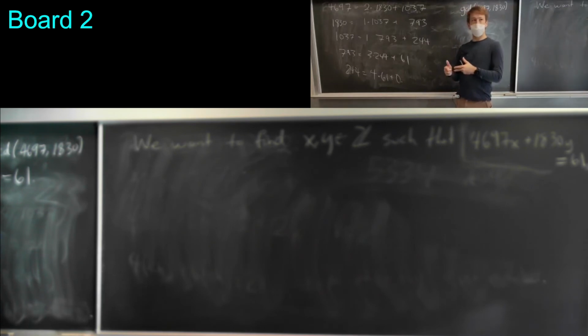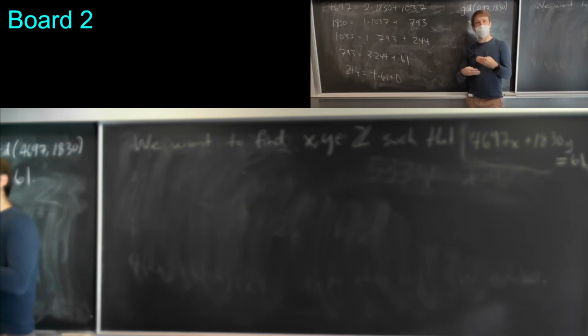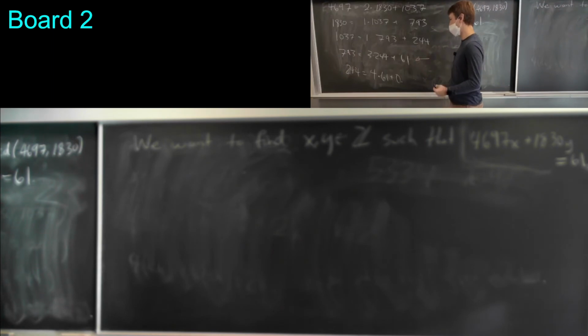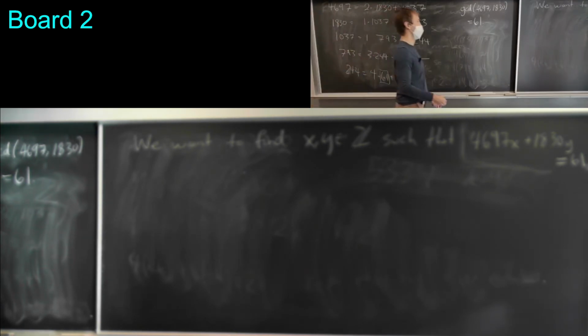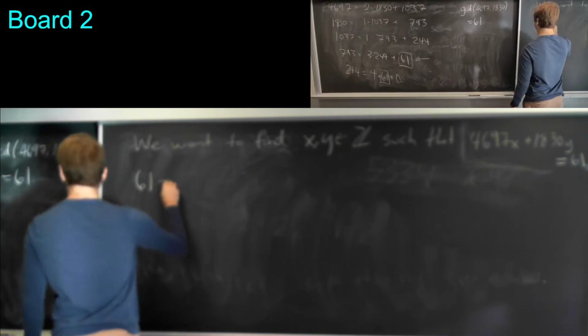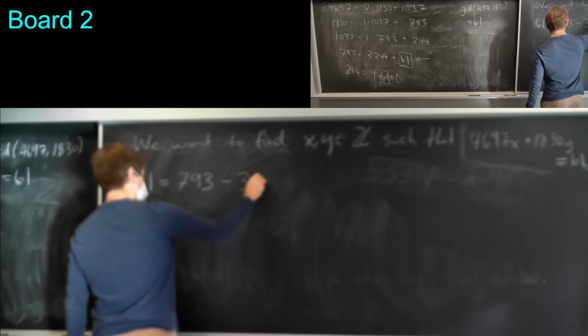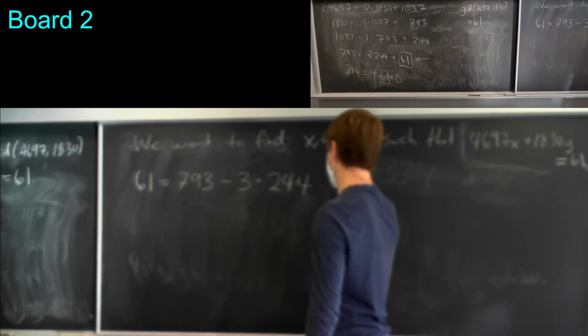And now, like I said before, we want to get the x and y, we want to take this calculation and do something backwards. So what I'm going to do is start on the second last line of the calculation, where I've got a 61 as the remainder. The last line of the calculation has a 61 here, but I want to start here. And if I start here, I can solve for 61. So we get that 61 is equal to 793 minus 3 times 244.